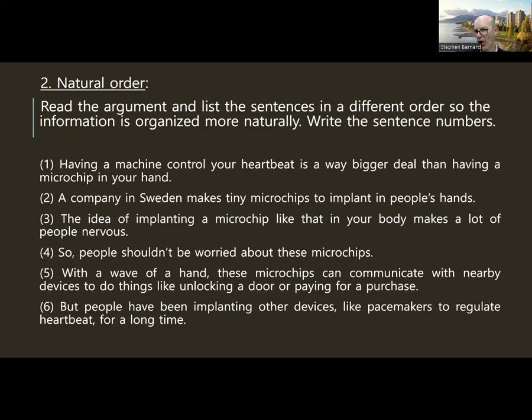Having a machine control your heartbeat is a way bigger deal than having a microchip in your hand. A company in Sweden makes tiny microchips to implant in people's hands. The idea of implanting a microchip like that in your body makes a lot of people nervous. So people shouldn't be afraid of these microchips. With a wave of the hand, these microchips can communicate with nearby devices to do things like unlocking a door or paying for a purchase. But people have been implanting other devices like pacemakers to regulate heartbeat for a long time.